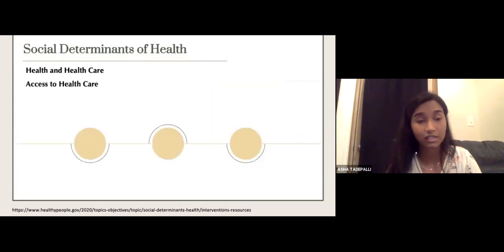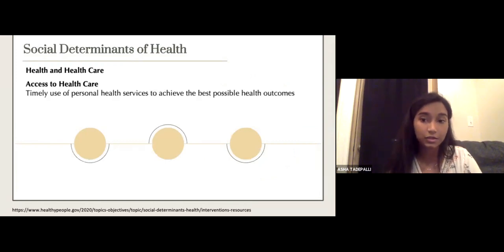So a little bit to go into detail here. When we're talking about access to healthcare, this is the timely use of personal health services to achieve the best possible outcomes. I'm going to outline a couple of aspects here, but if you consider each to be in a spectrum, we can see that they often overlap, but also at any point can limit that availability.